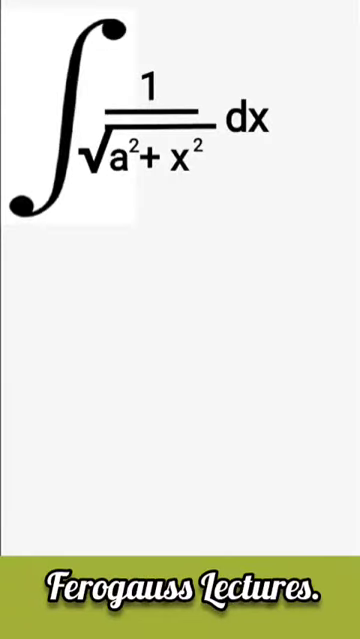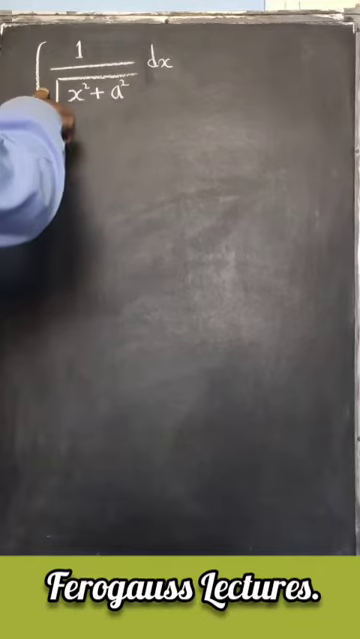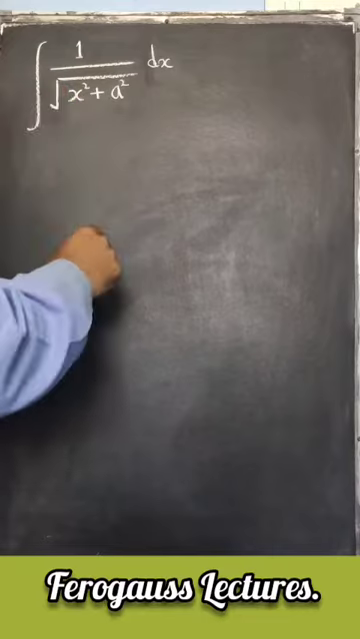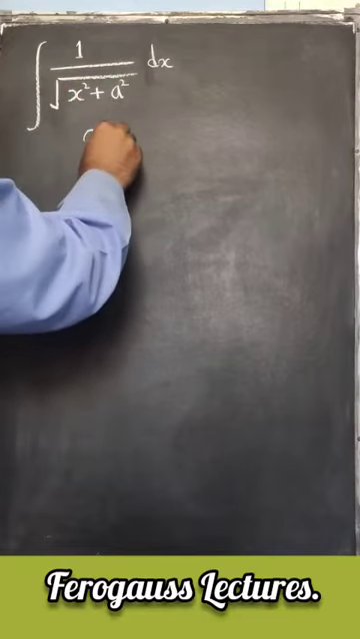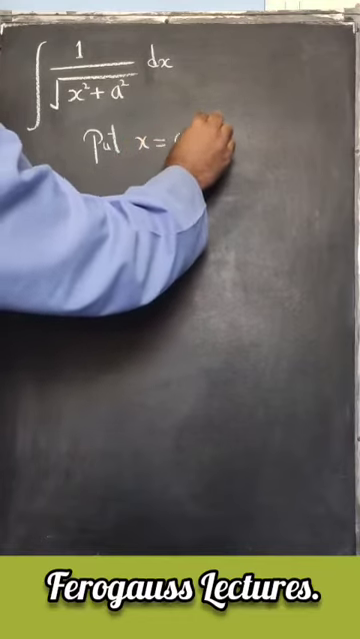Now the third special integral is 1 by square root of a square plus x square. On evaluating this integral, we will get log of mod of x plus square root of x square plus a square plus constant of integration c. Let us prove this result. Here we have to find integration of 1 by square root of x square plus a square. To evaluate this integral, we put x equal to a tan theta.